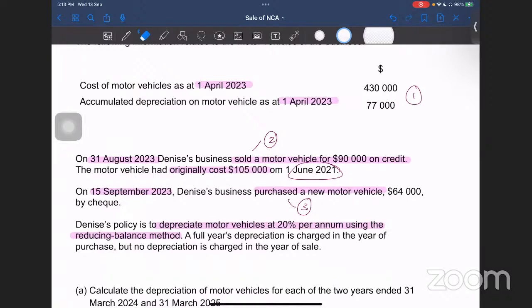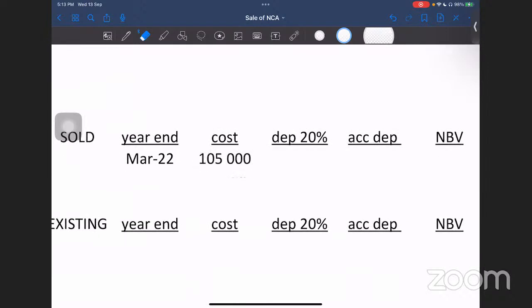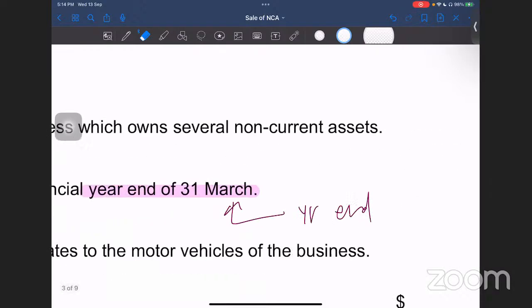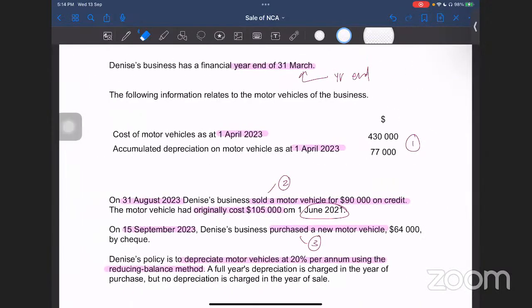Okay, so original cost is 105, so my cost will be 105. Depreciation 20%, so 20% of 105. First year, so no accumulated depreciation, so my accumulated depreciation will be the same as my depreciation. To calculate MBV, I will take cost minus accumulated depreciation. Okay, so let's repeat this for the next year, right? Because here I know that the question says that we sold it on August 2023, but I don't count depreciation in the year that I sell, right? So I will stop it. I will stop my depreciation at June 2023. So I don't prorate further already.